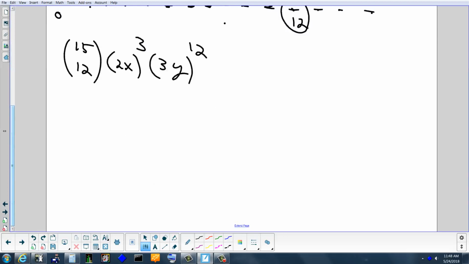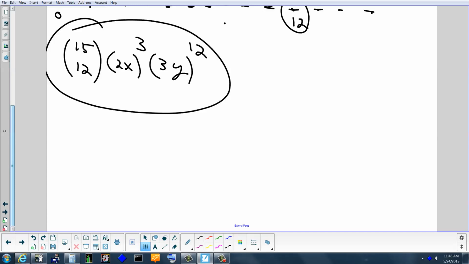Does anyone want me to finish it up from here and do that out? Actually, this one's going to be pretty big. 3 to the 12th is going to be pretty huge. So it's a question of whether they even want you to do it out that big. It'll say in the directions. But if you can get to this step, you should be good from there. Any questions on that?